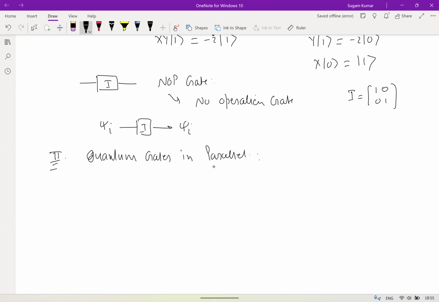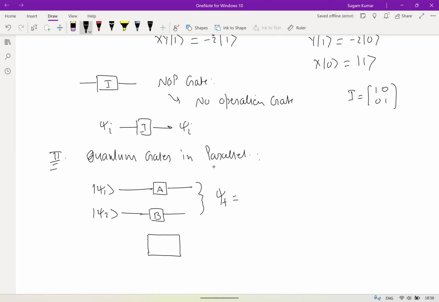So let us say again, I can assume A and B are two single qubit quantum gates, and one qubit is psi1, another qubit is psi2. If you have a situation like this, what is the resultant output here? So psi final. Now we will say these gate operations are in parallel, so we represent this this way.